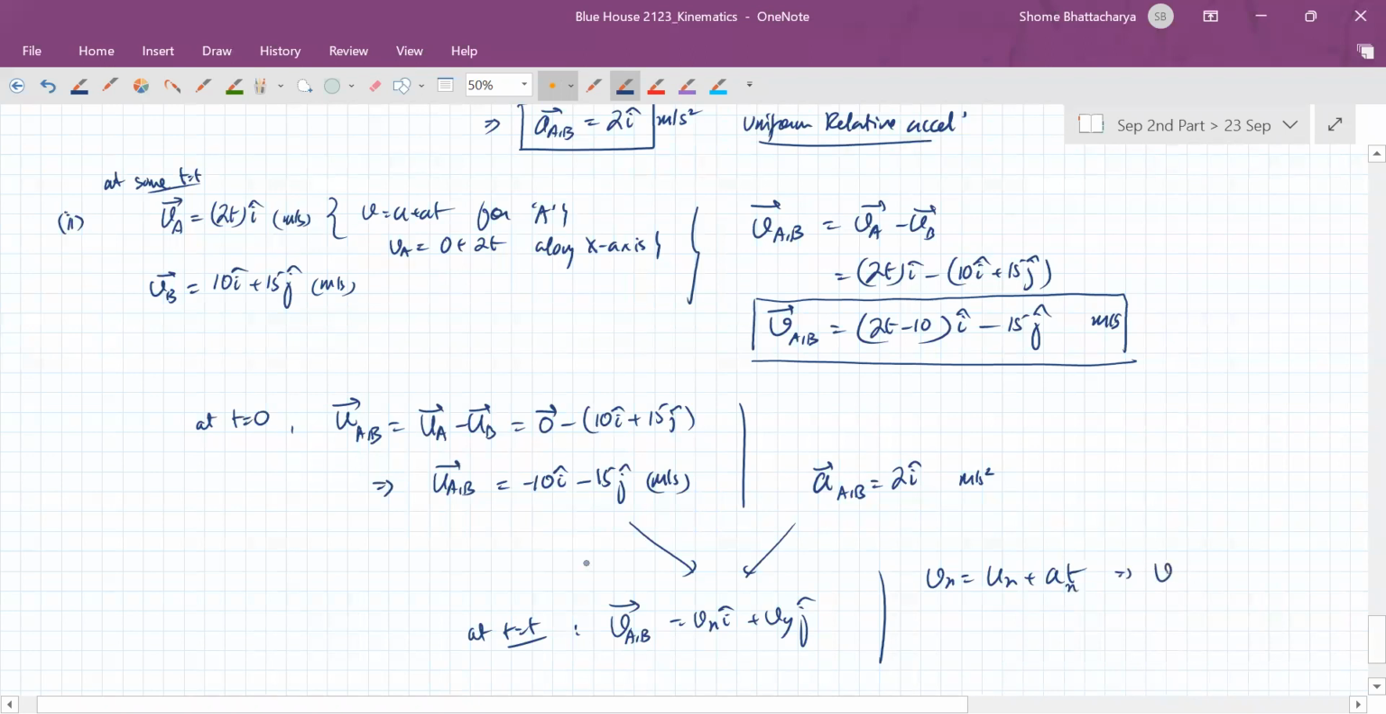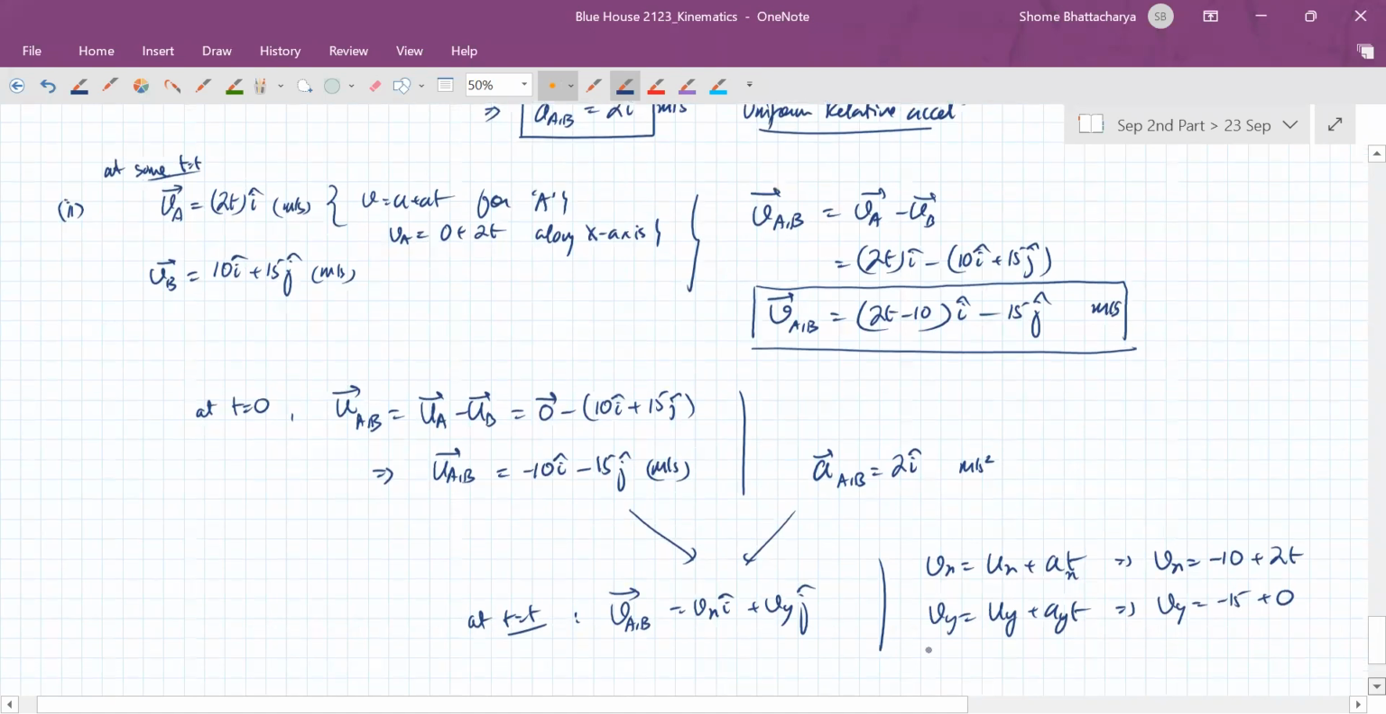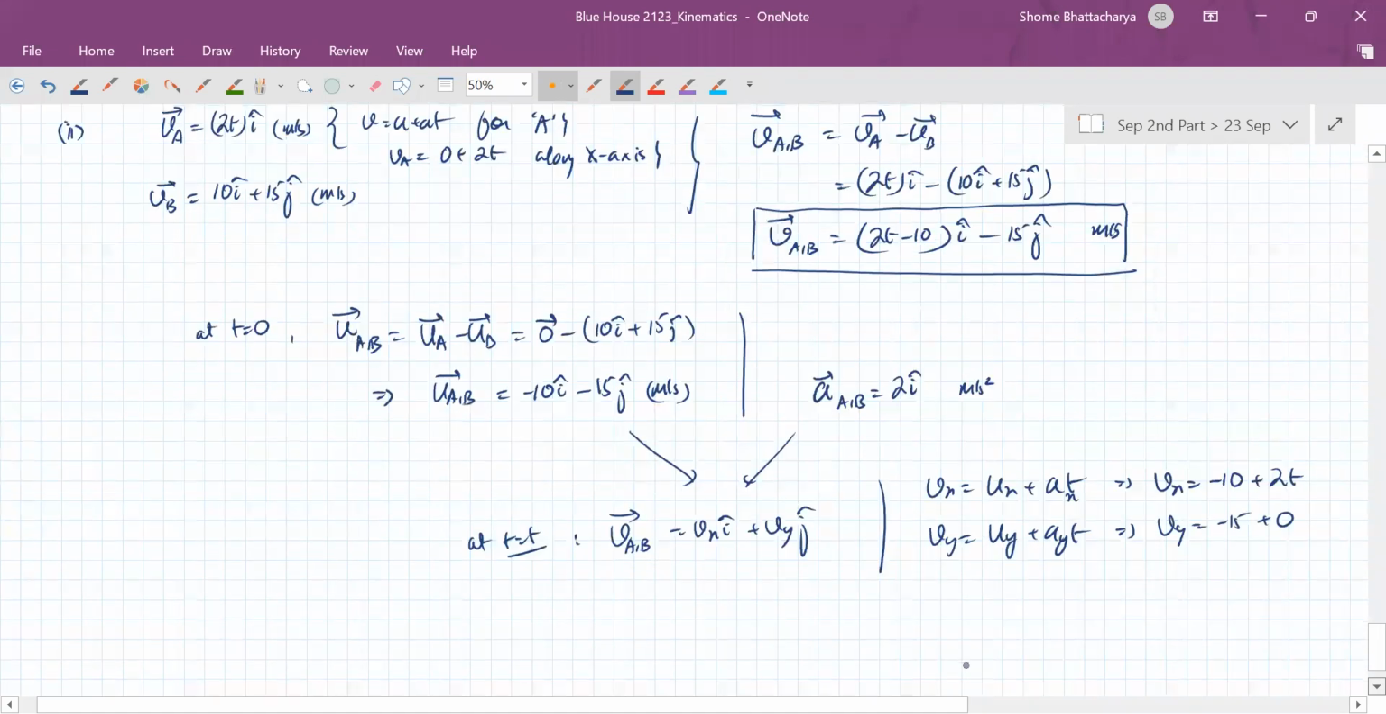Okay. So ux will be this value, -10, and at will be 2t. Similarly, vy equals uy plus ay into t. So uy we can see is -15, but ay is 0, it doesn't have any y component. So from this we can now see the velocity of A with respect to B at any time.